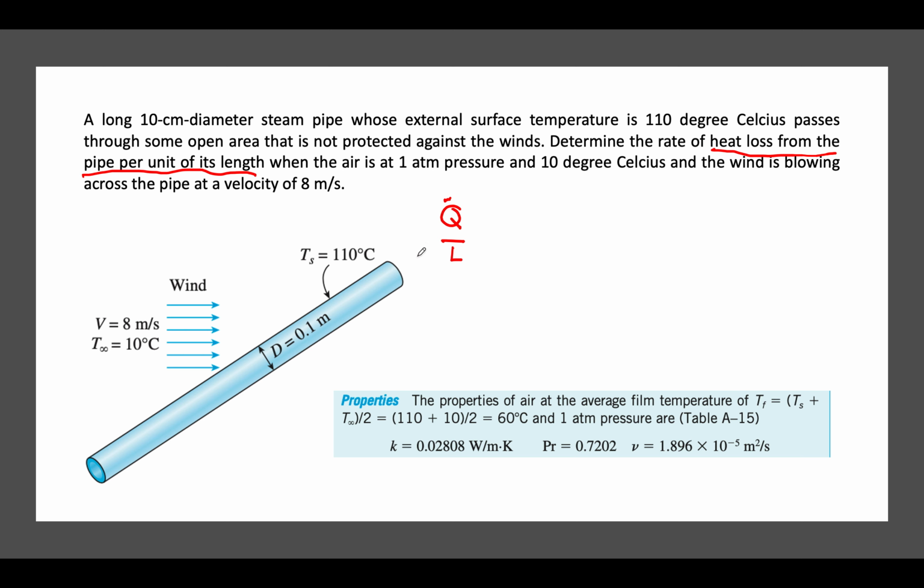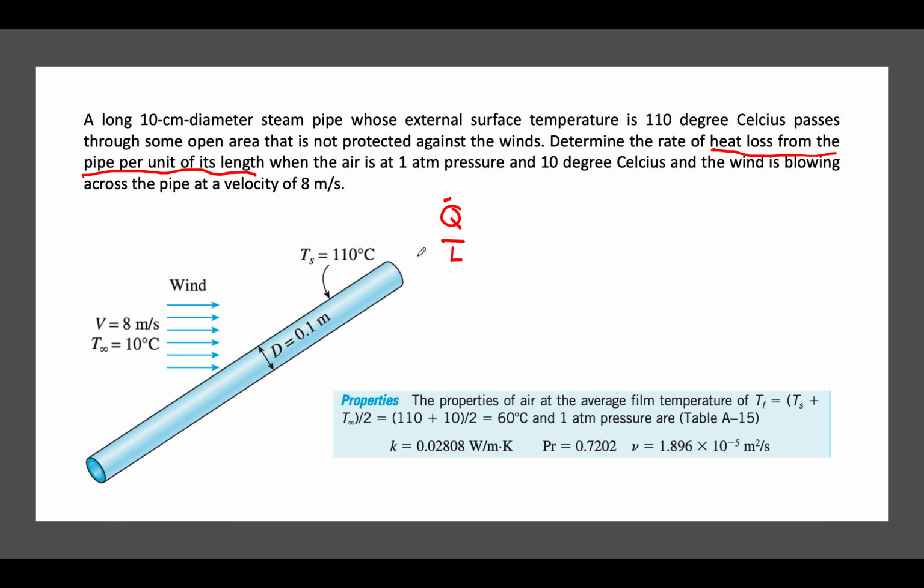Okay. When the air is at 1 atm pressure and 10 degrees Celsius, so we have the pressure is 1 atm for the wind and 10 degrees Celsius is T infinity for the fluid. At this point, our fluid is wind, air. And the wind is blowing across the pipe at a velocity of 8 meters per second.